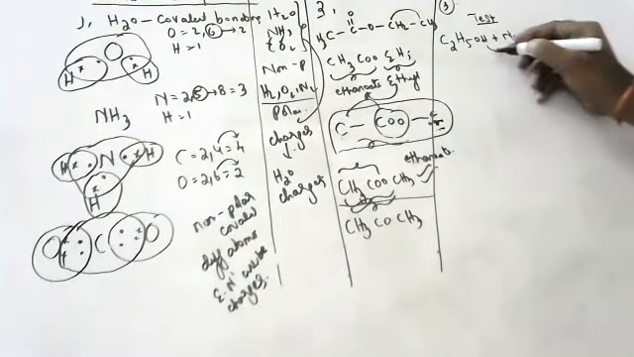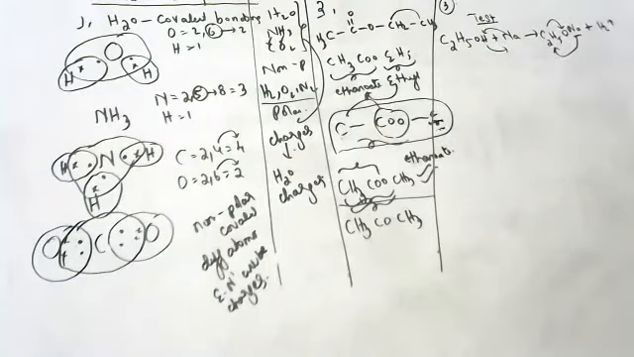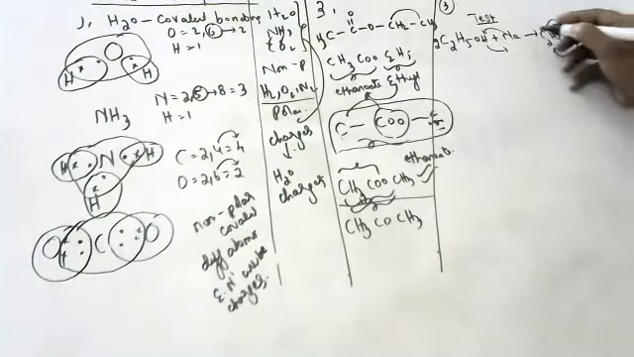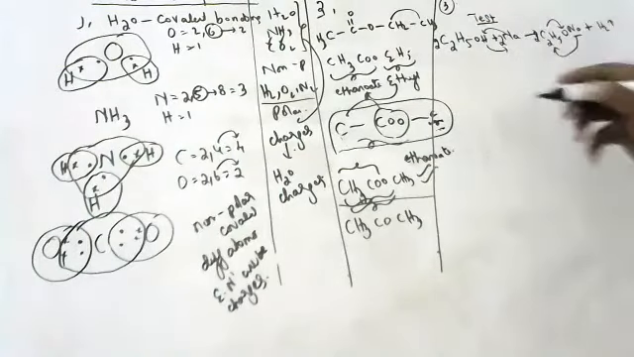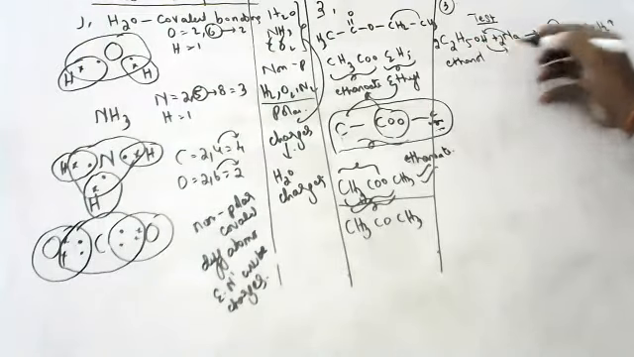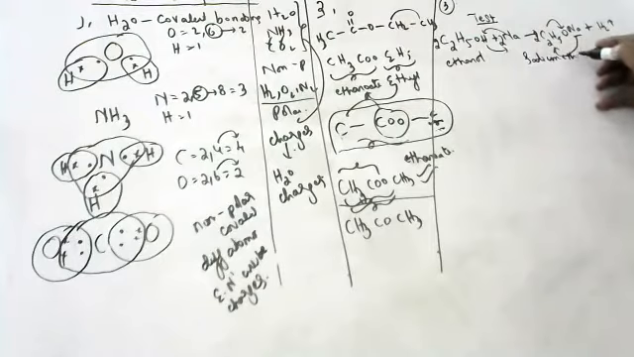So hydrogen comes out, sodium goes there. You'll get what, children? C2H5ONa plus H2 gas. Sodium ethoxide. What is the name of this, children? Sodium ethoxide. So when ethanol is reacting, you'll get sodium ethoxide.